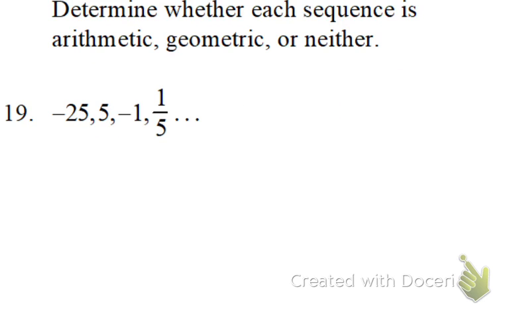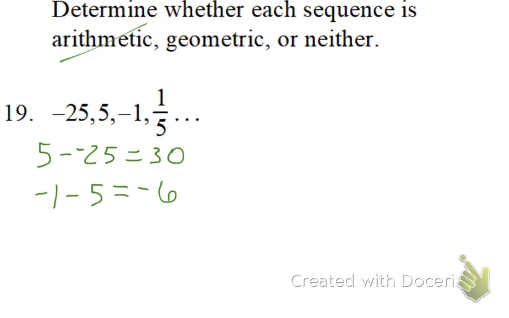Trying to decide if it's arithmetic, geometric, or neither. All right, to try to figure out arithmetic, you do 5 minus a negative 25. That's 30. But then negative 1 minus 5 is negative 6. So not arithmetic.